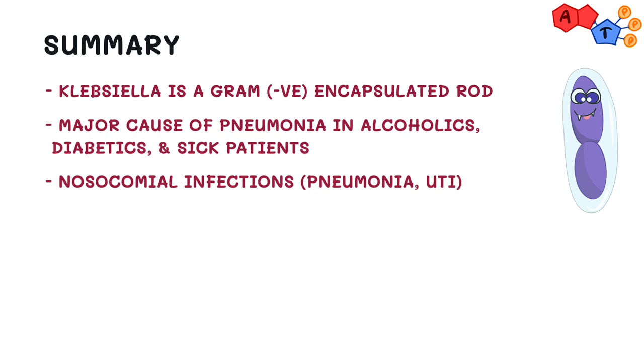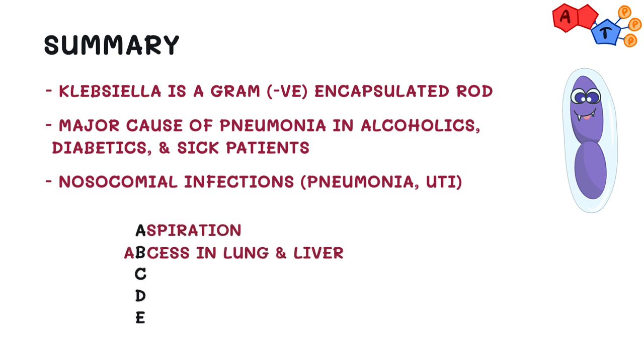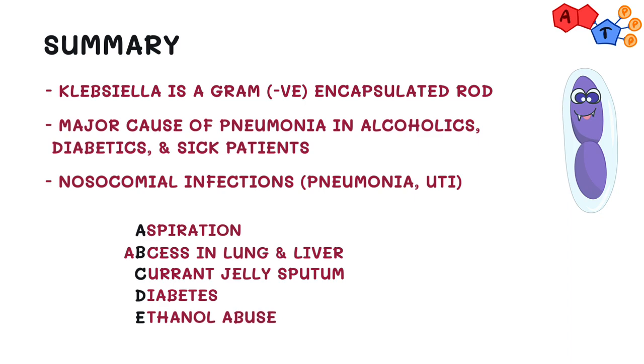A helpful mnemonic for Klebsiella is ABCDE. A for aspiration, B for abscess in lung and liver, C for currant jelly sputum, D for diabetes, and E for ethanol abuse, which is alcohol.